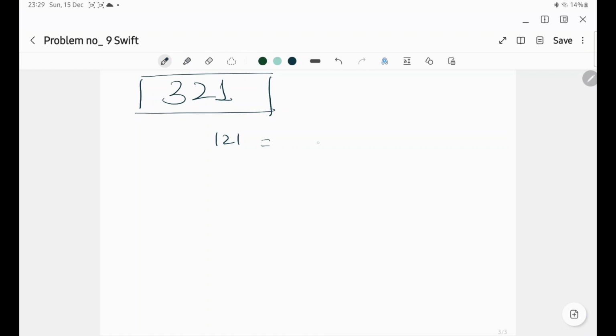So in the first iteration it will be like 1 2 1 modulo 10 equal to 1, then r is equal to 0 into 10 plus 1 equal to 1, right? Now n equal to 1 2 1 divided by 10, so it will be 12.